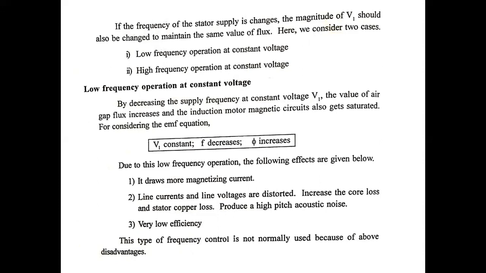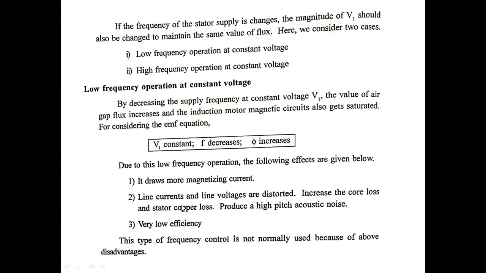What happens? By the induced voltage expression we saw in the previous slide, keeping the voltage constant, for low frequency operation I am reducing the frequency below the rated frequency. Once the frequency is reduced, what about the flux? We know the relation: frequency is inversely proportional to the flux. If frequency is decreased, flux tends to increase. Once the flux is increased, what happens to the machine? That we have to observe.